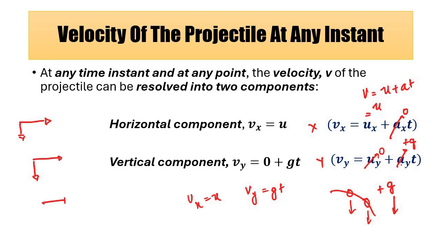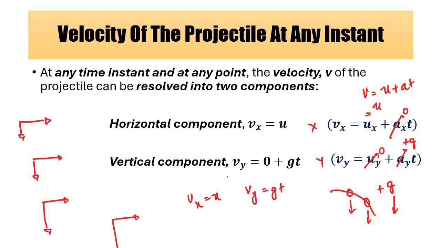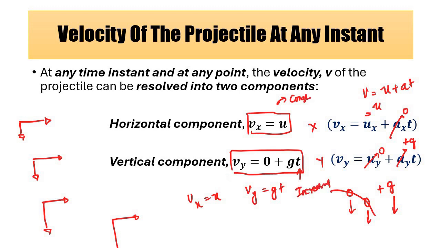The horizontal component always remains constant, whereas the vertical component slowly keeps on increasing with time. Okay, gt. As time progresses, this t parameter keeps on increasing, and so does gt, whereas the horizontal component is always fixed, it is constant. This keeps on increasing with time.